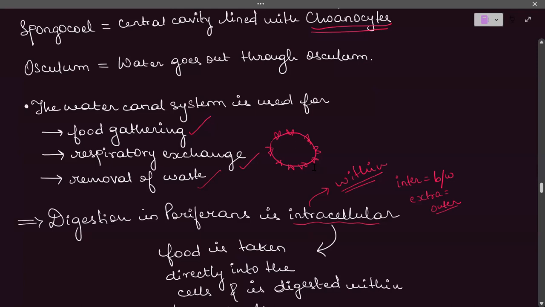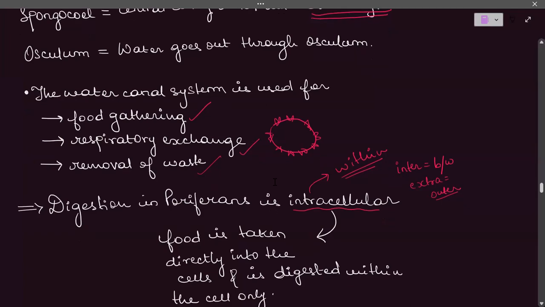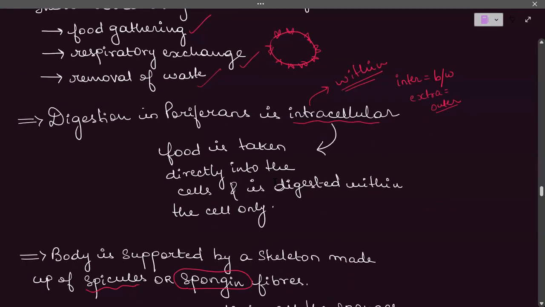Now, talking about digestion in the case of Porifera, it is intracellular. Intra means within. So when the digestion happens within the cell, that type of digestion is known as intracellular digestion. Meaning the food is taken directly into the cell and it is digested within the cell.